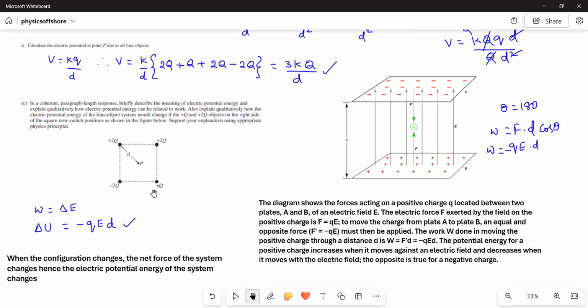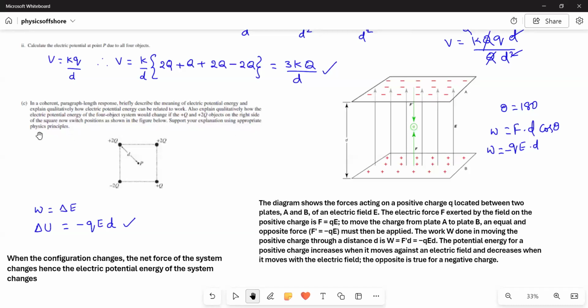When the net force changes, obviously the work done will be different. Am I right? Because work done is equal to F dot D, force dot displacement, the product of the force and displacement. The moment force changes, the work done changes. When the work done changes, the electrostatic potential energy changes because work and energy are related. Work done is equal to change in potential energy. When the work done is less, the electrostatic potential energy is less, or if work done is more, the electrostatic potential energy is more. Therefore, accordingly, the changes happen. That is what he is asking.